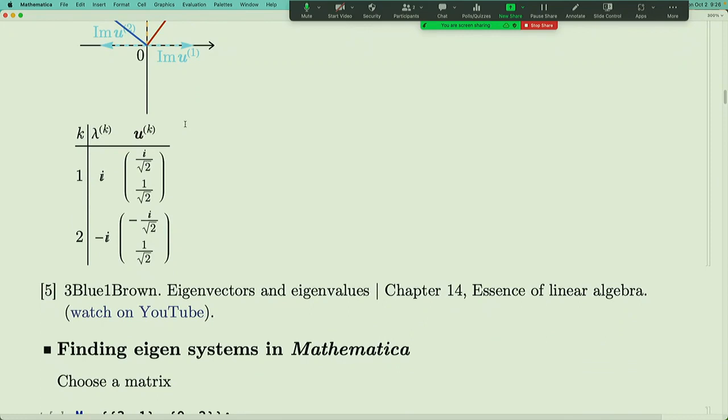Okay. If you want to see more about this visualization of eigenvectors and eigenvalues, you can go to the lecture notes and click this link. You can watch it on YouTube.